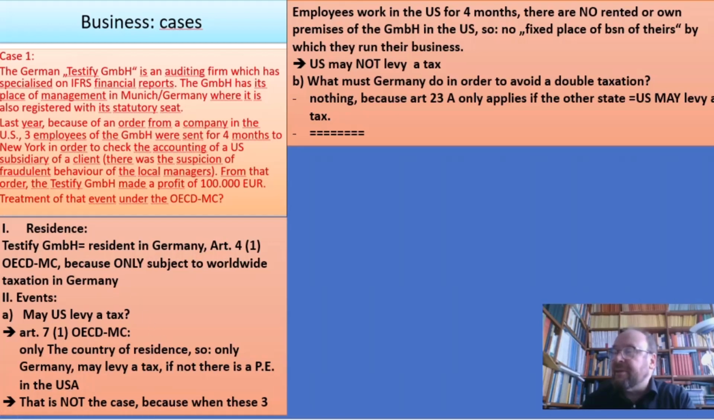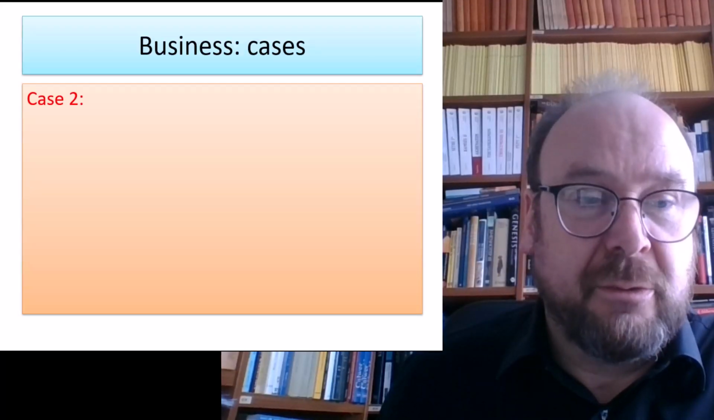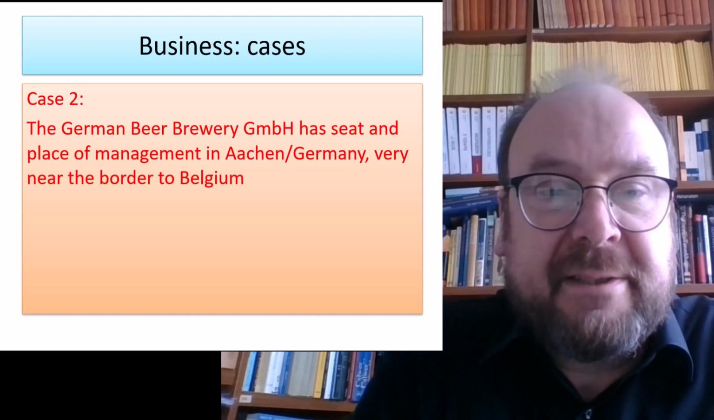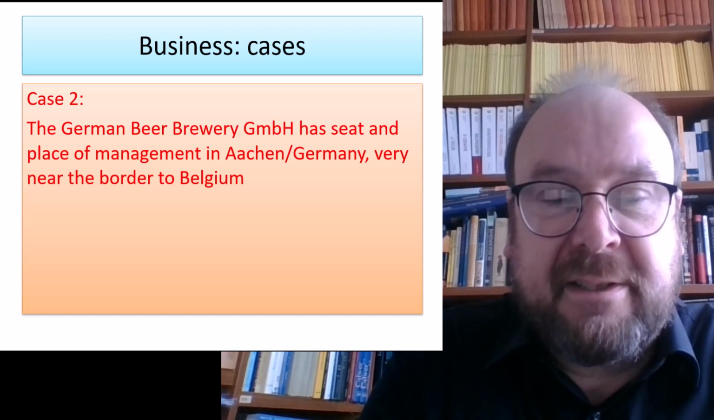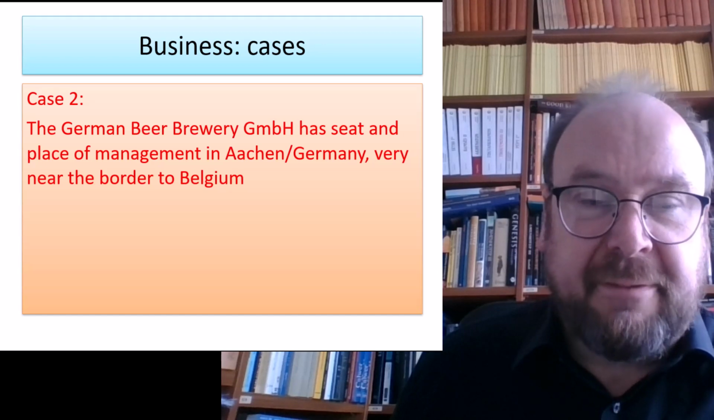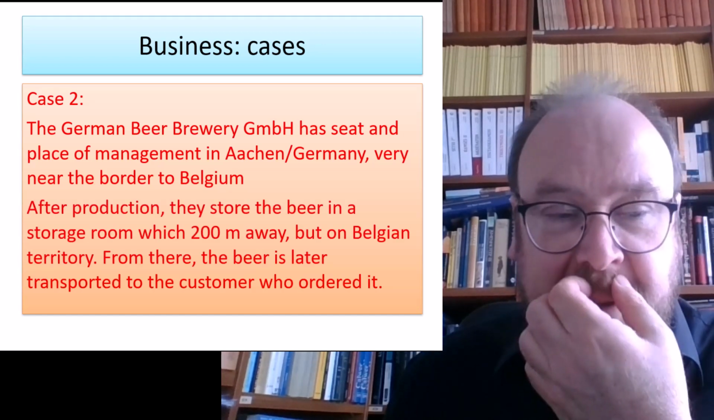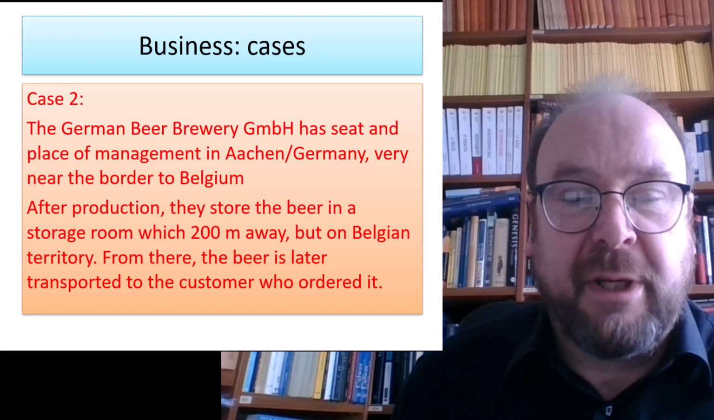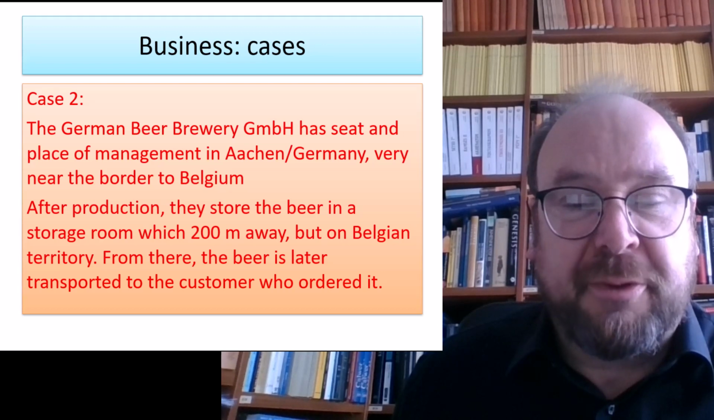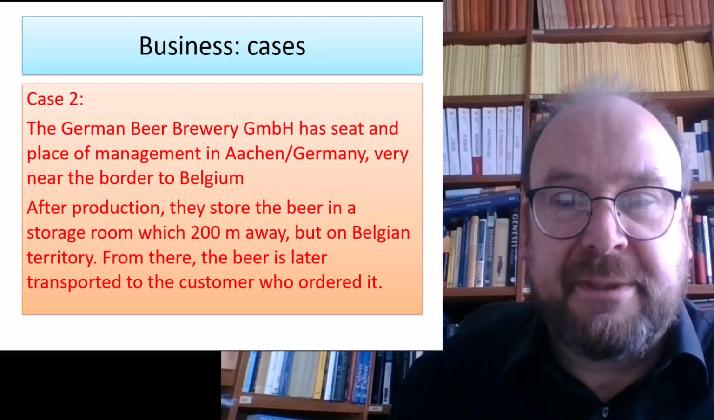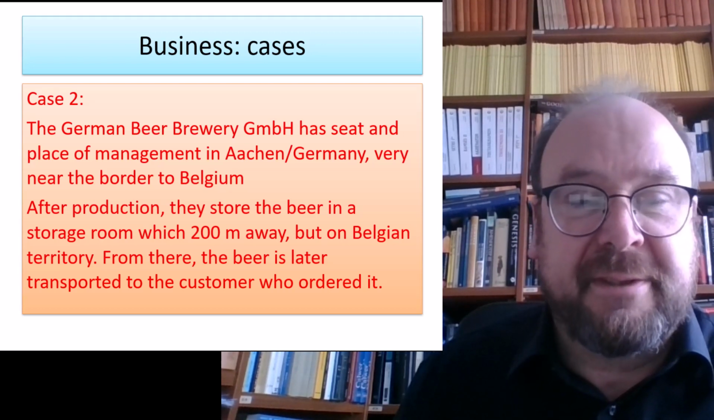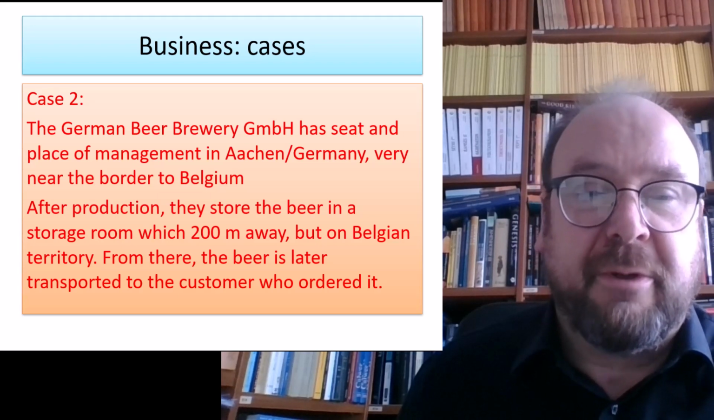Let's go to the next case. Our small case number 2 is about the German beer brewery GmbH, and it has its seat, so registered office, and its place of management in Aachen, Germany, very near to the Belgian border. And after producing the beer, they store the beer in a storage room which is 200 meters away, but on Belgian territory. From there, the beer is later transported to the customers who ordered it. So, what does that mean? What happens there? Who can tax the profits from the beer, or which portion of the profits? Let's have a look.